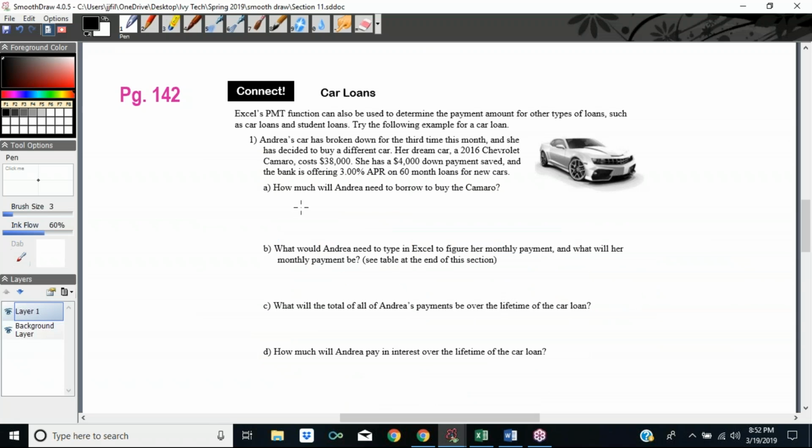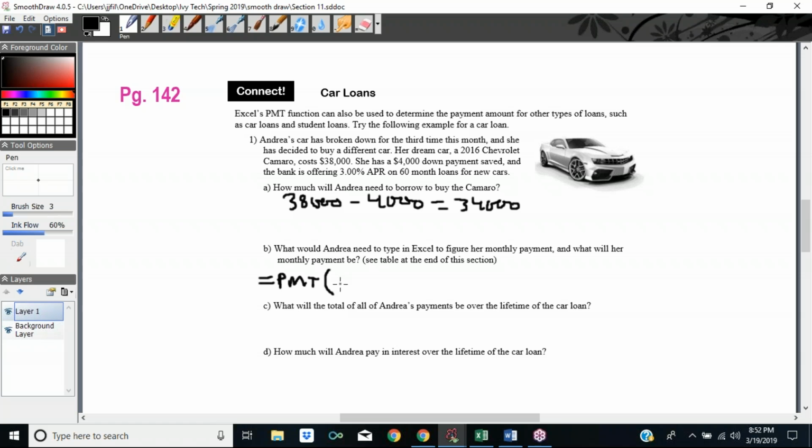All right, so how much will Andrea need to borrow? $38,000 minus her down payment of $4,000. So she'll have to borrow $34,000. And then what would Andrea need to type in Excel to figure her monthly payment? Well, equals PMT. And there's a table at the end of this section that'll tell you what her payment's going to be, so you don't have to actually have Excel for this example.